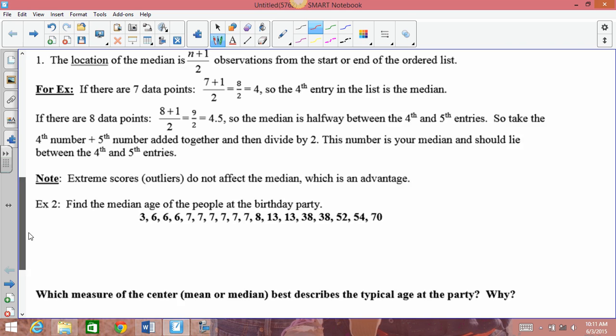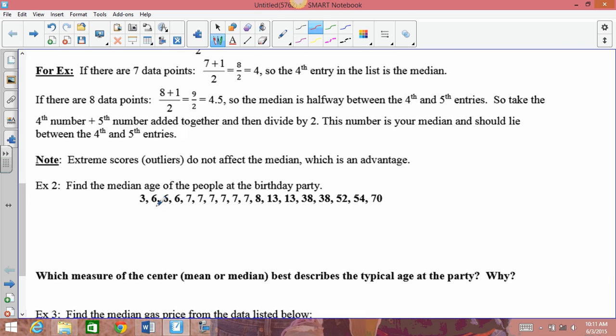So if we look at that same birthday age group again, you notice here my data is already in numerical order, so I don't have to do that first. I just need to find out, what is the median. So I'm going to figure out where it is. Using my formula, it's the number of data points, so there are 18 people at the party, add 1, and divide by 2. Obviously, that gives you 19 over 2. 19 divided by 2, and you get 9.5.